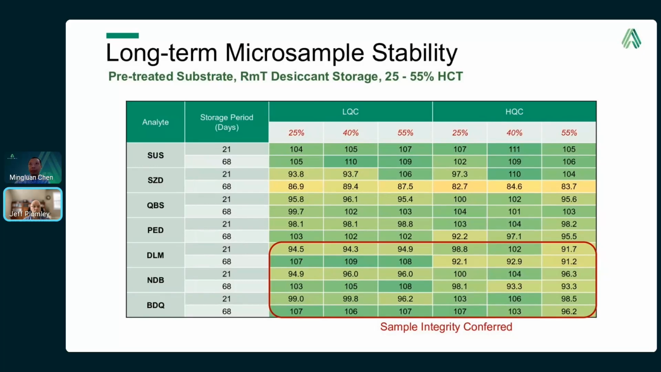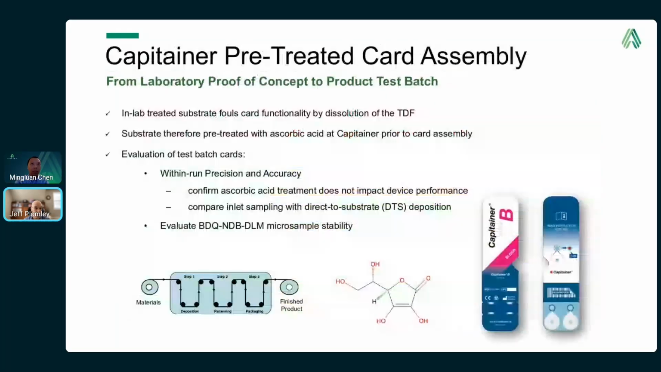Perhaps the most significant evaluation is the long-term microsample stability assessed at room temperature and as a function of blood hematocrit. And here we've achieved excellent stability for all 3 of our reactive analytes up to 68 days measured. Only cetelizide is borderline, and that might require some further investigation. It's fine up to 21 days. Something happens when we hit the 68-day mark. So sample integrity has been confirmed with that pre-treatment approach.